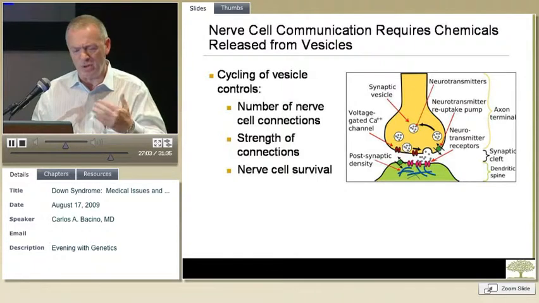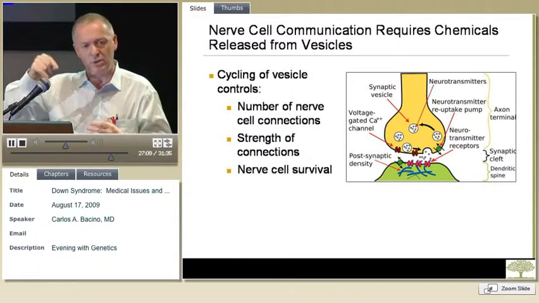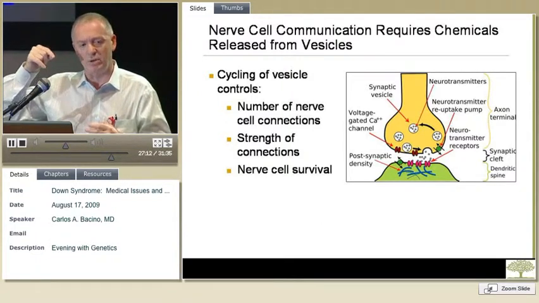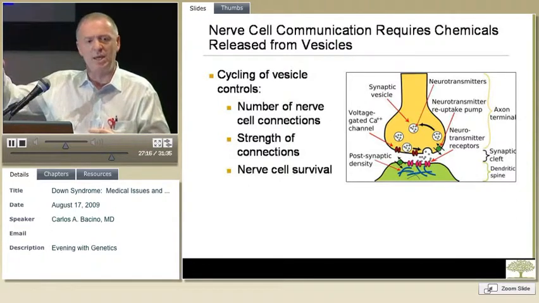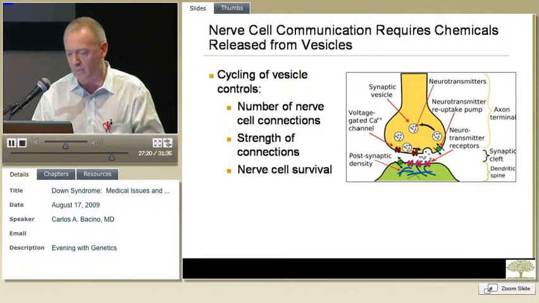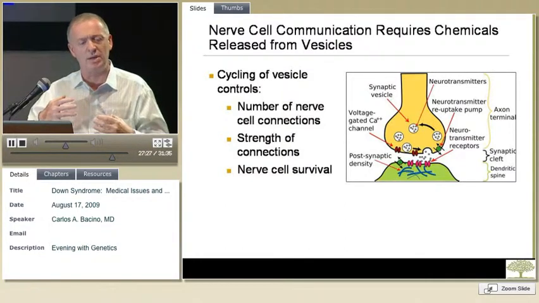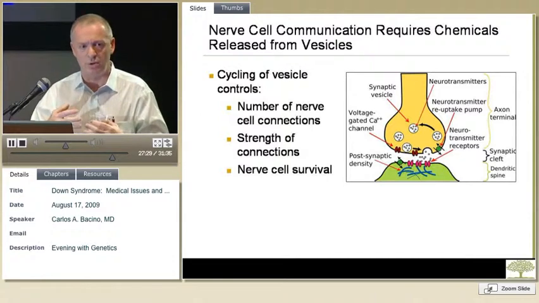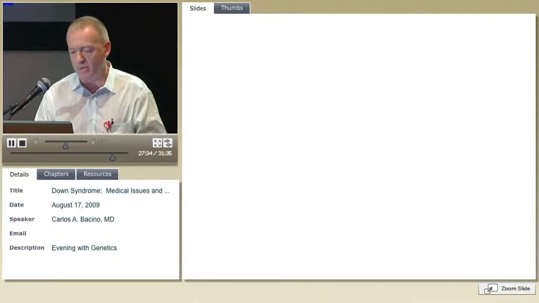And this is maintained by a number of processes, and one of them is the cycling of these biochemical compounds, that they are sort of put out and sometimes reuptaken or sent to the next cell for communication. And we know that the way that the cells mature and the neurons grow is very dependent on these particular processes.